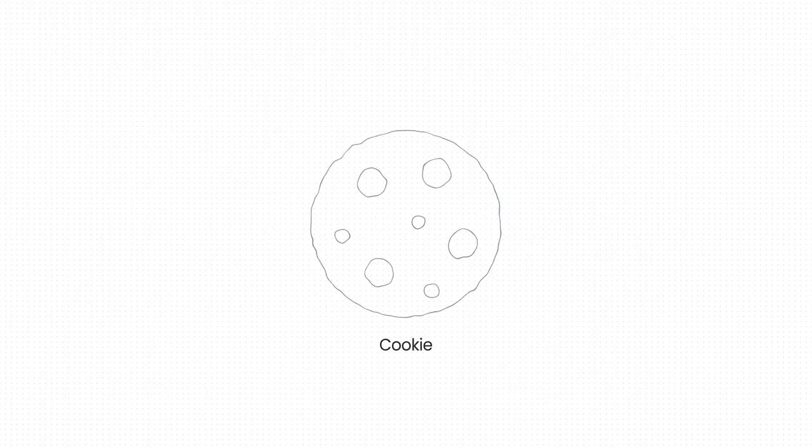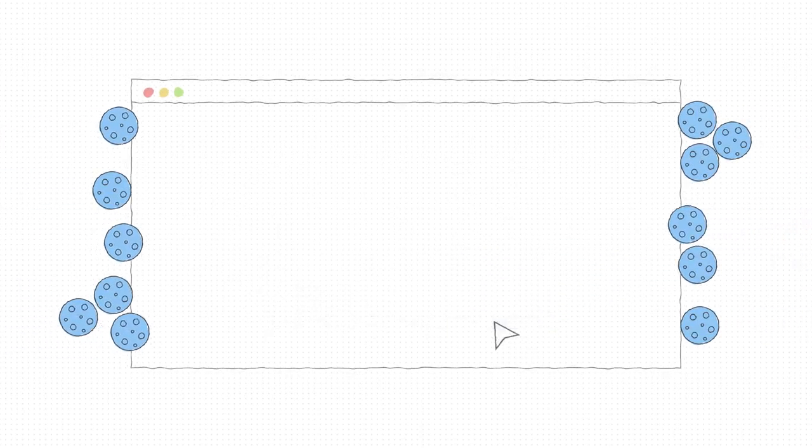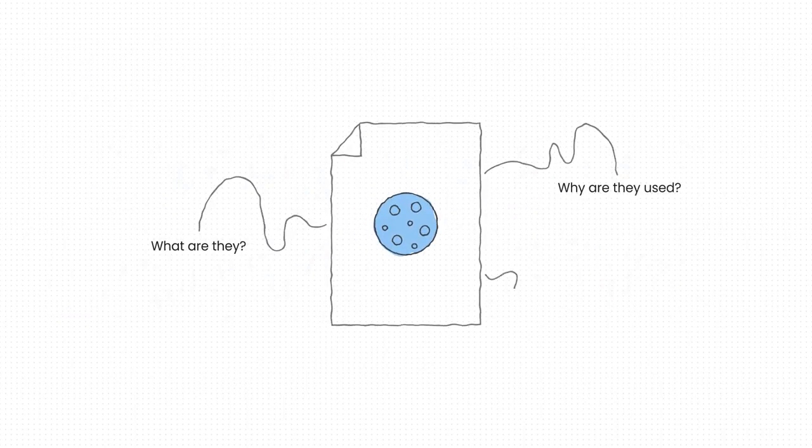You've probably heard the word cookie thrown around on the internet, and you have probably seen a banner like this pop up on your browser window, asking for permission to use cookies. But what are they? And why are they used? And how do they work?